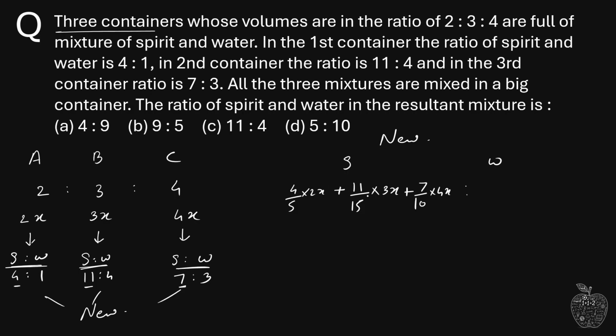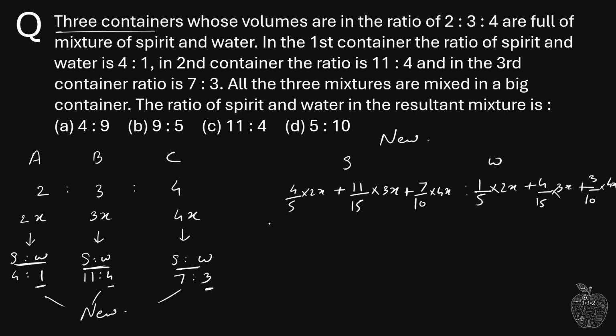Now let's talk about water. In A, water is 1 part out of total 5 parts of 2x, plus in B, water is 4 parts out of total 15 parts of this 3x, plus in C, water is 3 parts out of total 10 parts of this 4x, right?